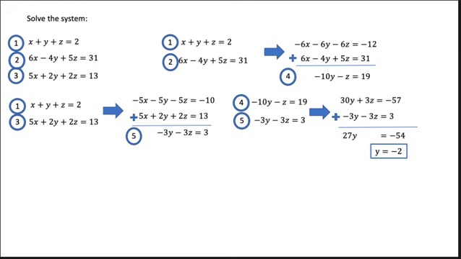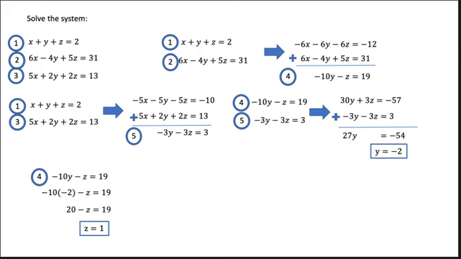Solving the system means finding out what x, y, and z are. We've gotten y, so now what I have to do is find the other two variables, x and z. I can use equation 4 or 5 and what I know about y to find out what z is. I chose to use equation 4, and I plugged in -2. So -10 times -2 minus z equals 19. 20 minus z equals 19, which means z is equal to 1.